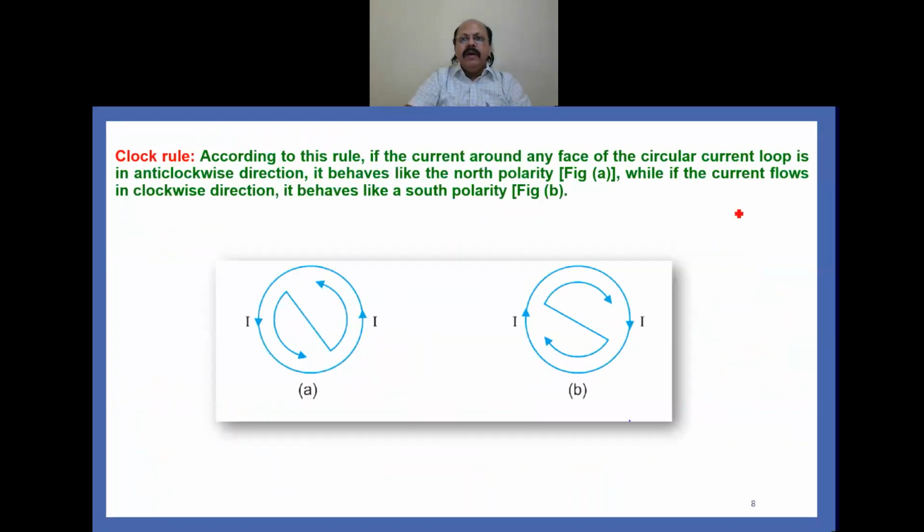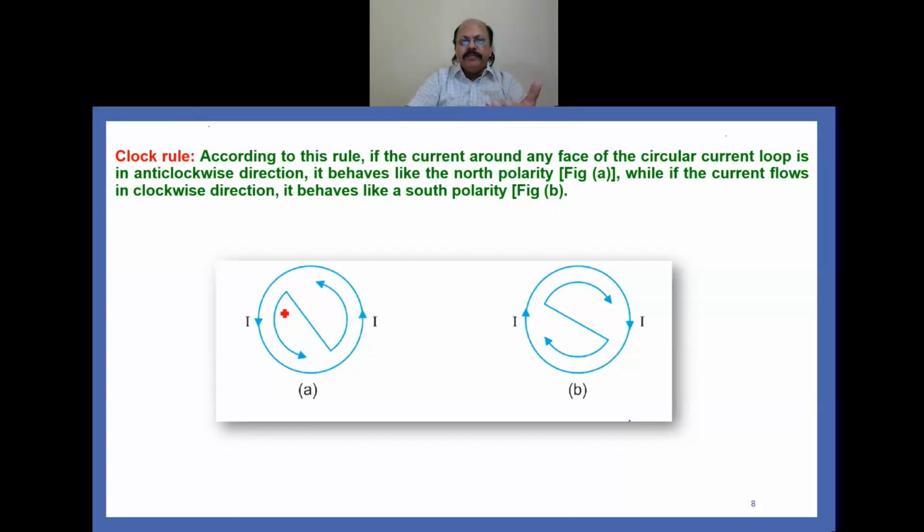Now we have another topic, that is the clock rule, which is very important. According to this rule, if the current around any face of a circular current loop is in anti-clockwise direction, you see here the diagram, the first diagram, diagram A. Here the current in the loop is in anti-clockwise direction, then that face has north polarity. So you see that here it is N.